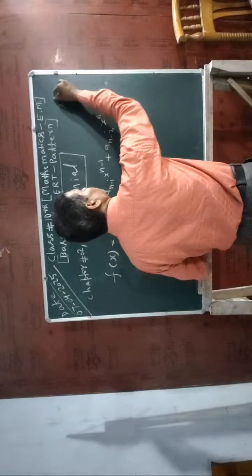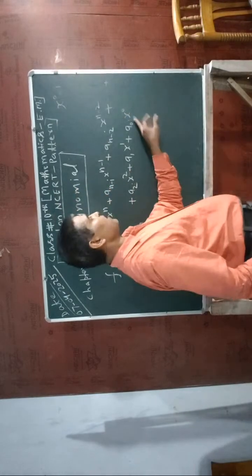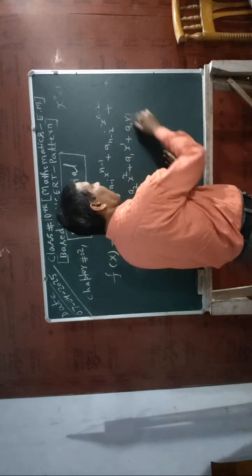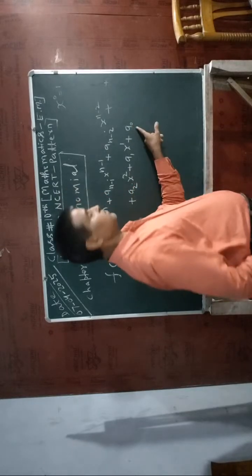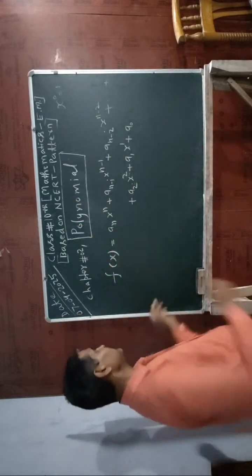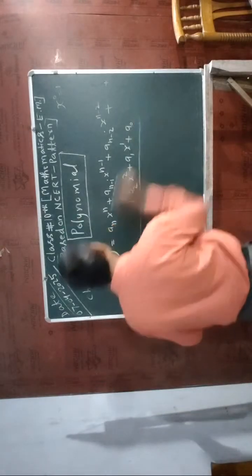The value of x to the power 0 will become 1. So you can erase this and put 1. After multiplication with a_0, it will become this. So in the place of 1, I can put this. Okay students, so this is the general equation of the polynomial.